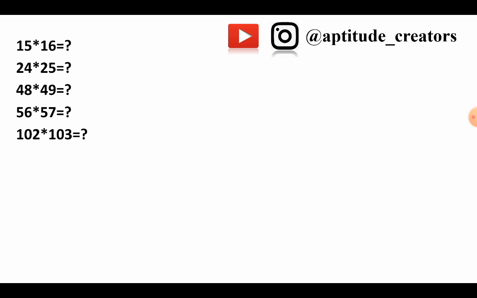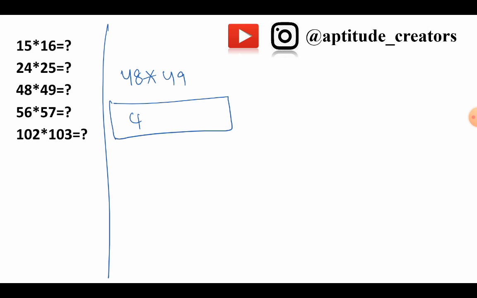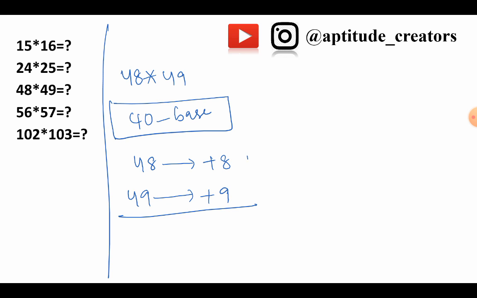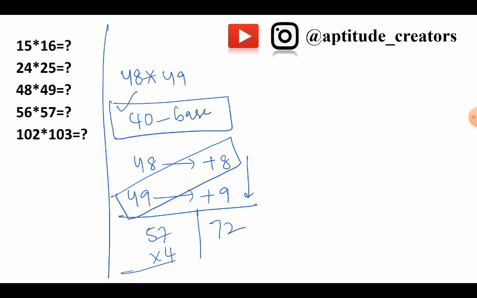Now what about the remaining numbers? That is 48 into 49. If I am considering the base value as 40, then 48 is plus 8 more, 49 is plus 9 more. Now 8 into 9 will give the result as 72. 48 plus 9 or 49 plus 8 will give the result as 57. Here the base number is 40, so what you have to do is multiply into 4. Now if I multiply into 4, I will get 228. Now fix the unit digit as 2. Now 228 plus 7 will give the result as 235. Answer is 2352.